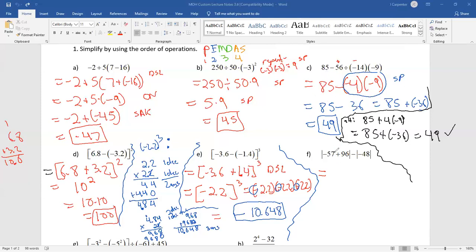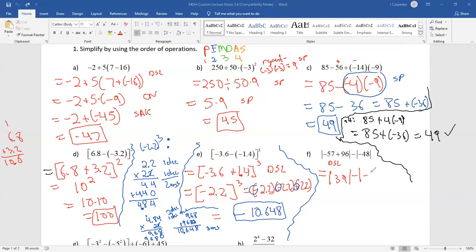Okay, well, those are addition of opposite numbers, so we're going to do DSL. Different, subtract, keep the sign of the larger. 16 minus 7 is 9. 8 minus 5 is 3, so that should be 39. So that's an absolute value of 39. 96 is bigger than 57, so that should be a positive 39.